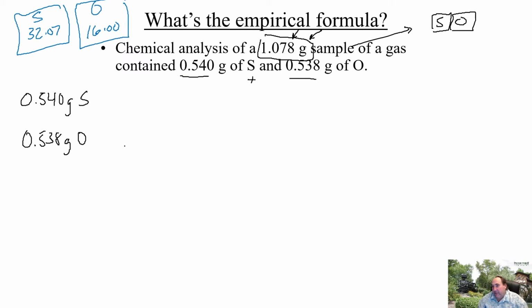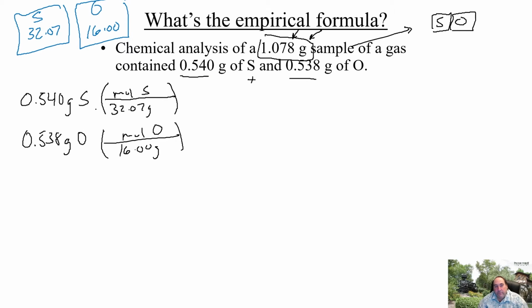So we don't have any percentages here. We're already in grams. So the next thing we want to do is take grams to moles. We will use our periodic table and the molar mass to do that. Once again, we want grams on the bottom. So 32.07 grams per mole for sulfur, and for oxygen, we got 16 grams per mole. Grams again going to cancel here. And that will give us, in terms of our sulfur, 0.540 divided by 32.07 gets us 0.016838 moles of sulfur.